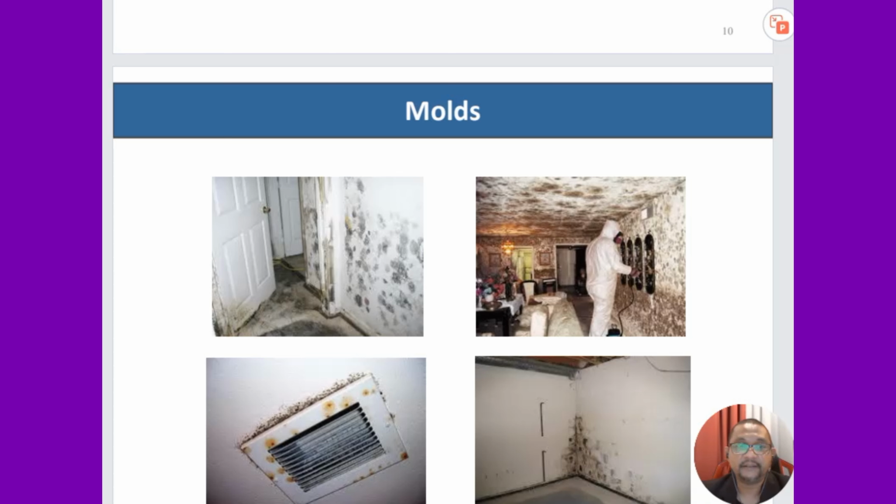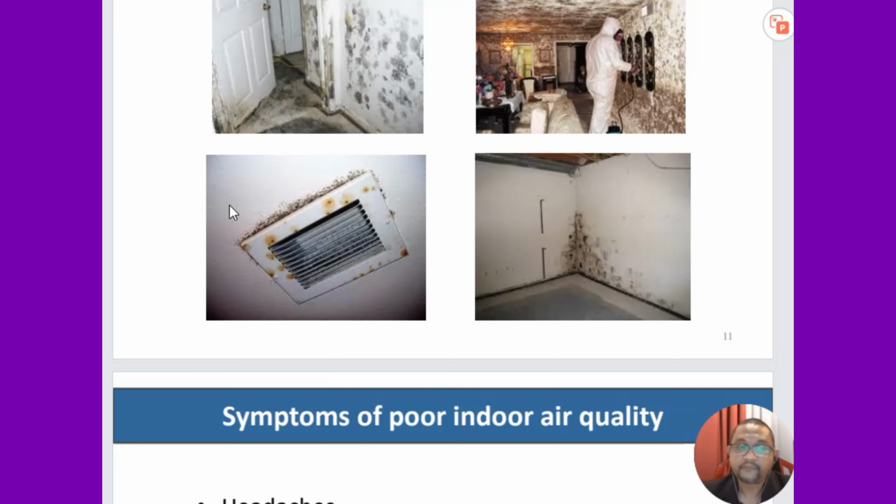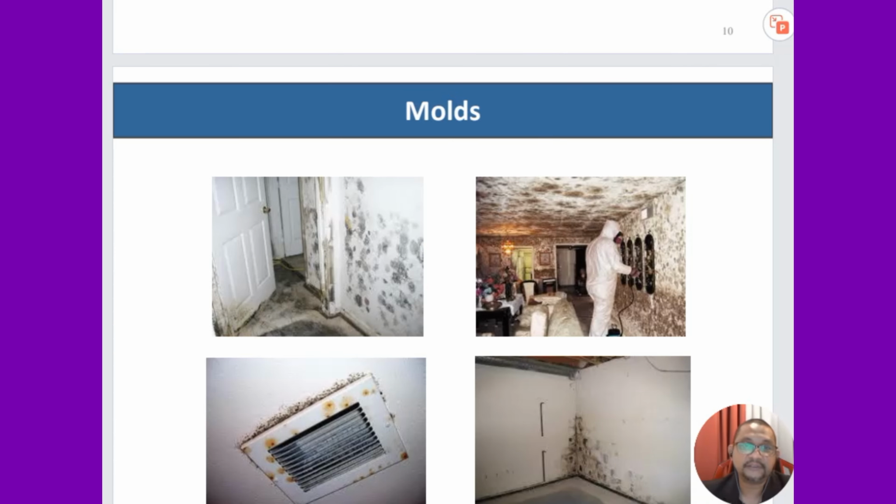Pet dander and hair: proteins found in pet saliva, skin flakes, and urine can trigger allergies in sensitive individuals. Bacteria and viruses: these microorganisms can spread in poorly ventilated spaces, contributing to illnesses like colds and flu. Number five is outdoor sources. Okay, outdoor sources.